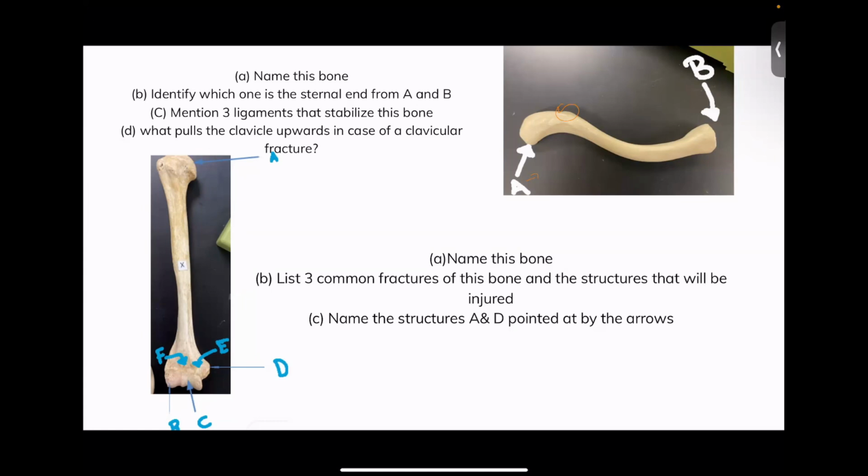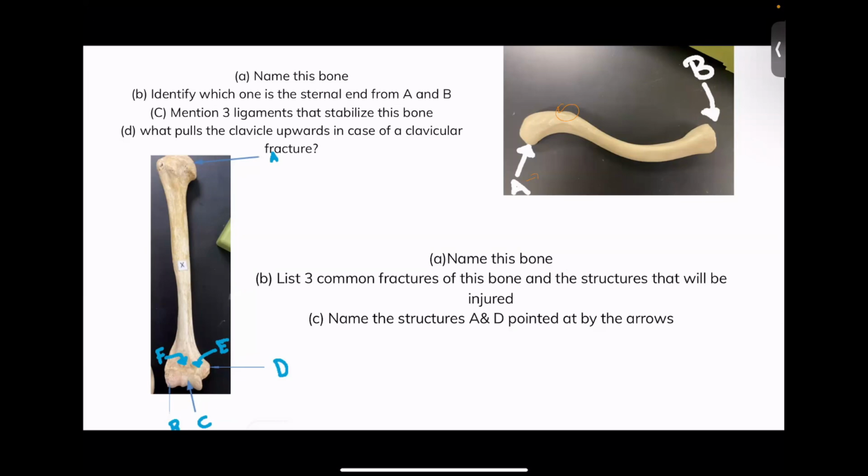Then C, mention three ligaments that stabilize this bone. That's pretty much your anatomy here. We have three ligaments, which are known as the costoclavicular, the coracoclavicular ligament, and one more which attaches from the acromion, the acromioclavicular ligament. So three of them. Again, costoclavicular, coracoclavicular, and acromioclavicular.